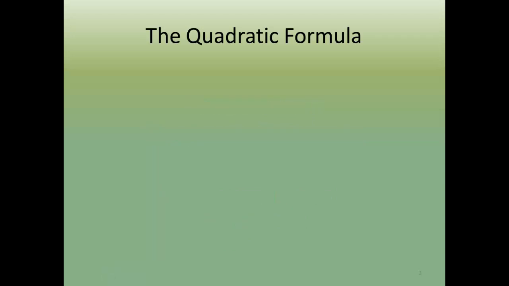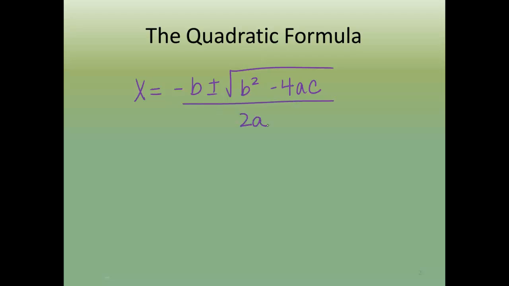Just to briefly put it out there and remind you, here is the quadratic formula. It is x equals negative b plus or minus the square root of b squared minus 4 times a times c, all over 2 times a.